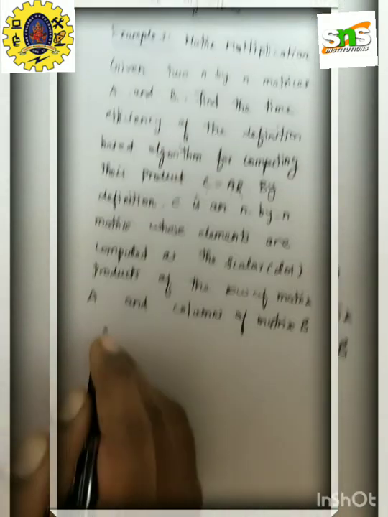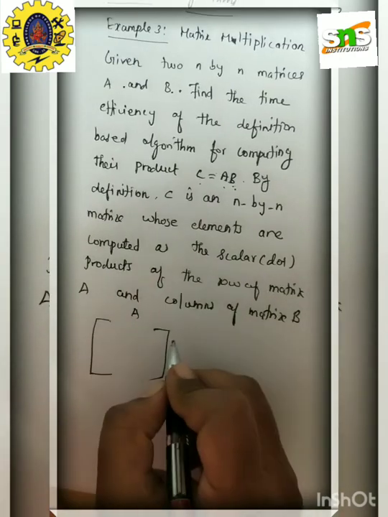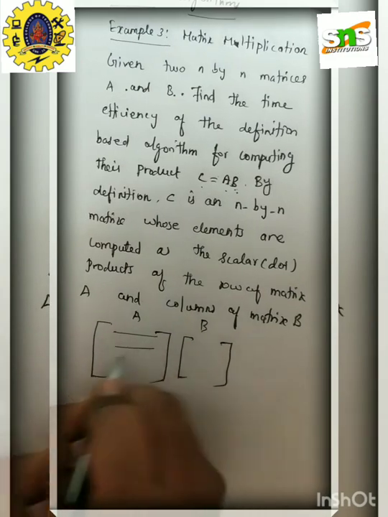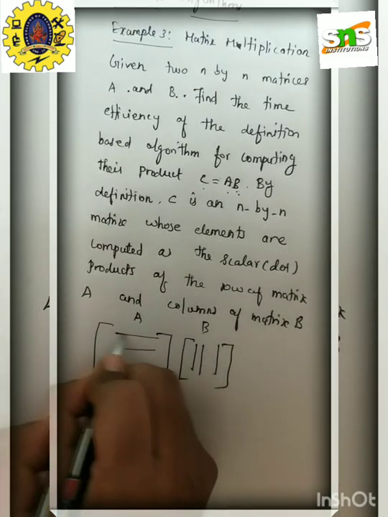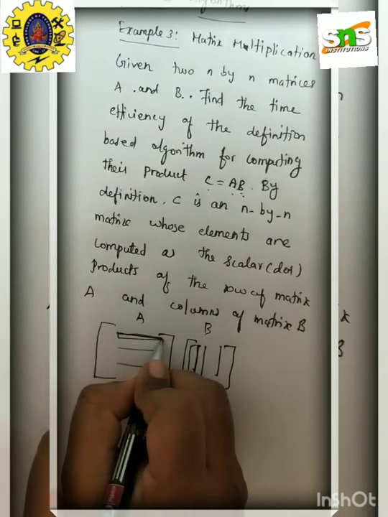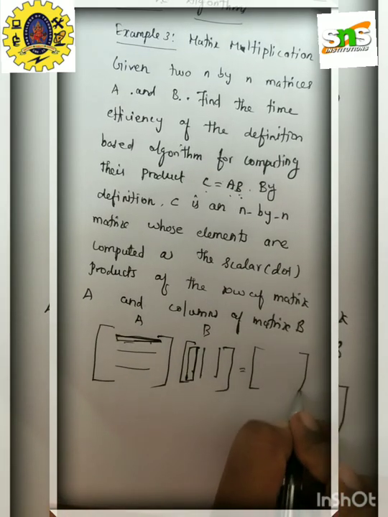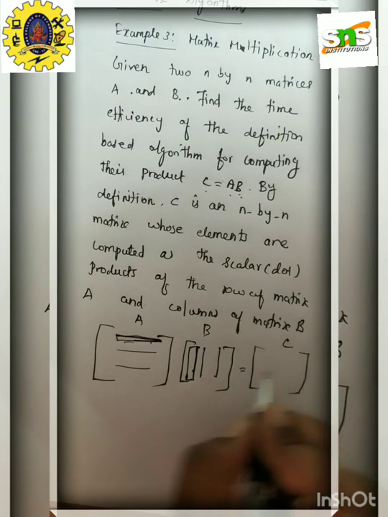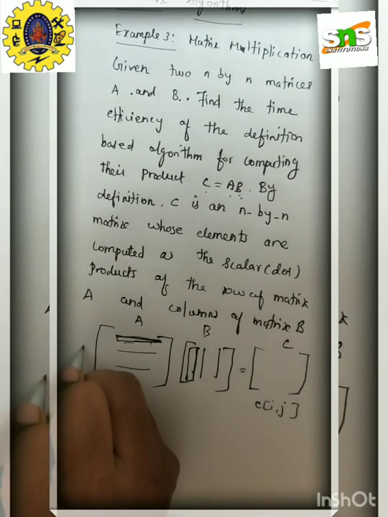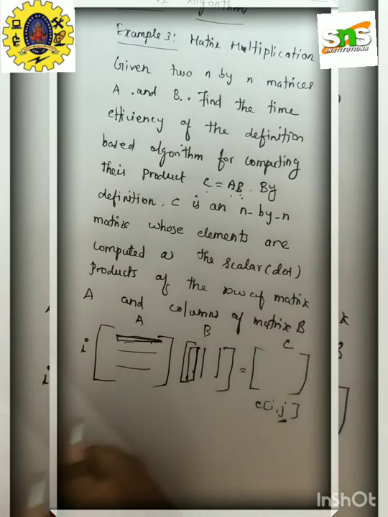So the diagrammatic representation looks like this. Consider this is the A matrix. This is matrix B. Here these are the rows, and these are the columns. Take the row values of matrix A and the column values of matrix B for multiplication, and store the answers in matrix C, represented as C of I comma J. Row is represented by I, column by J.